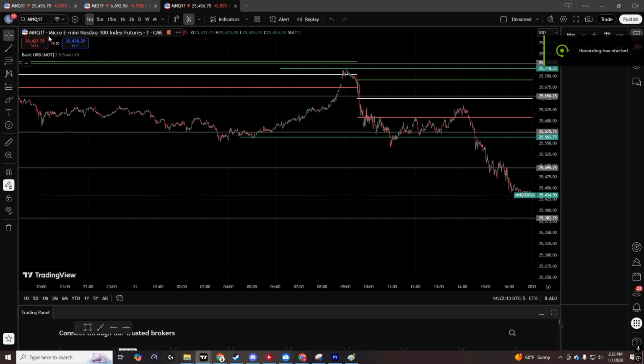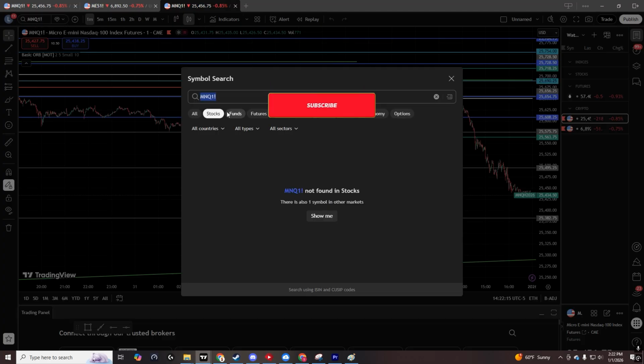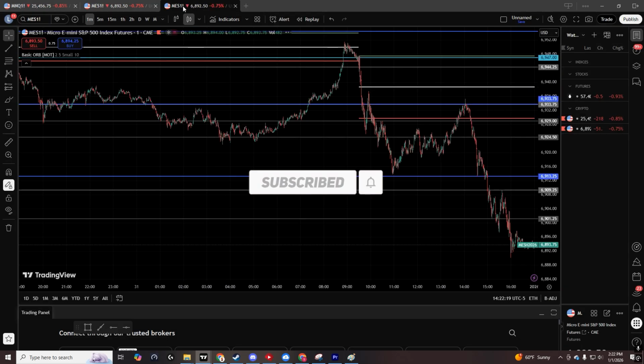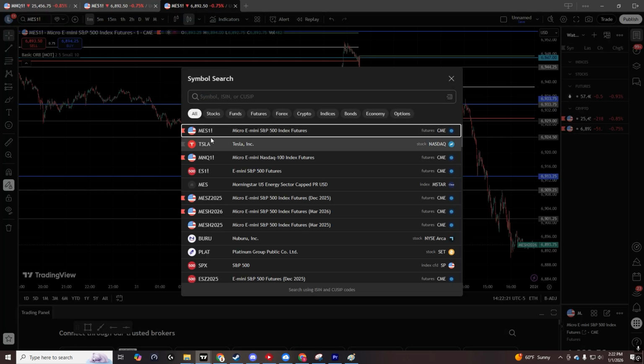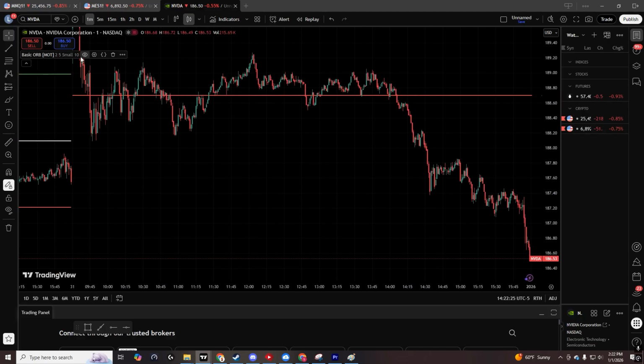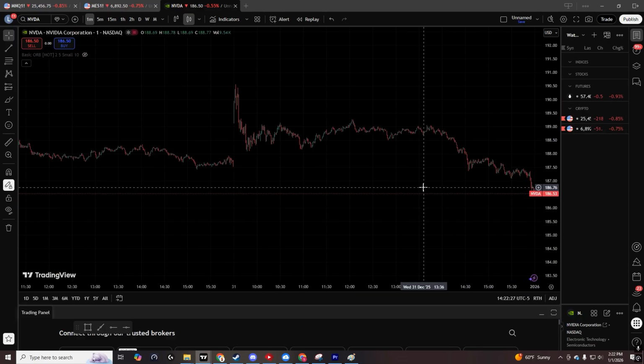I think I can do you guys a favor. Let's talk about how to find levels. So, let's go to NVIDIA. Remove the orb indicator. Levels are touch points.